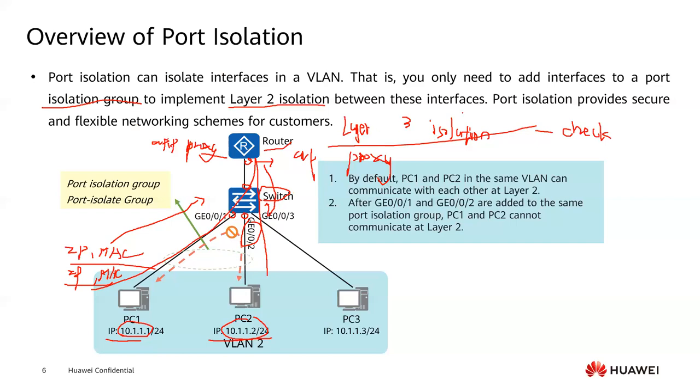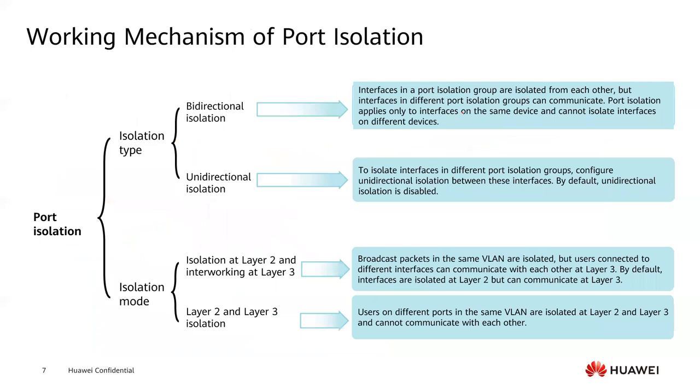So you can think, for layer 2 isolation, the switch will just check the frame. But for layer 3 isolation, the switch will check the IP headers. That is the difference. So now let's look at the working mechanism of port isolation.